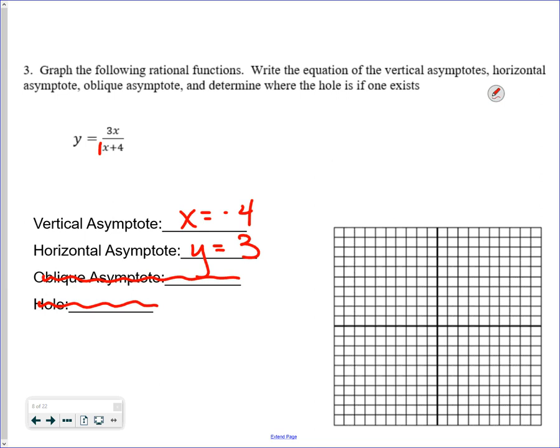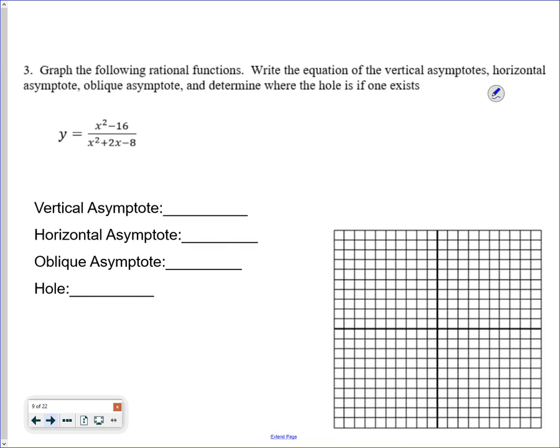X equals -4 is a vertical asymptote. Y equaling 3 is a horizontal asymptote. And then you just have to decide, using a calculator or picking a point, where this is going to be graphed. It ends up being graphed here and here. Whoops, sorry. And that's it.